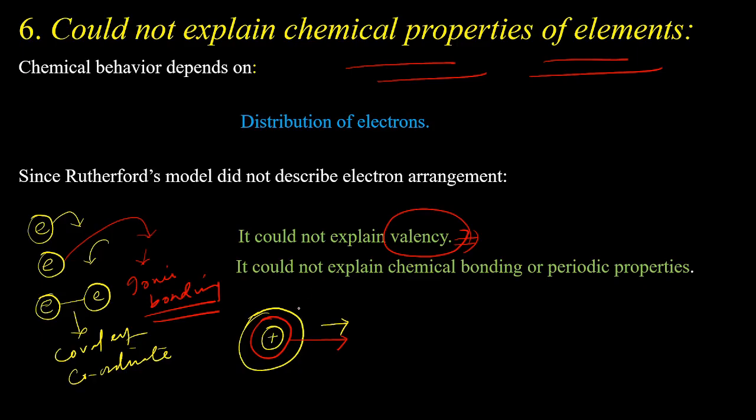So, as Rutherford's atomic model could not give any explanation about the electronic distribution, it could not give any explanation about the electronic configuration of the atom. If we don't know the electronic configuration of the atom, we could not understand the valency of the atom, and we could not understand how the chemical behavior of the particular element would be in a chemical reaction. So Rutherford's atomic model is totally silent about the chemical properties of the element.